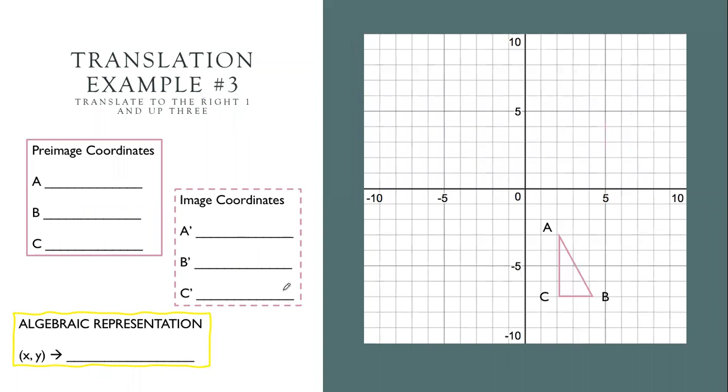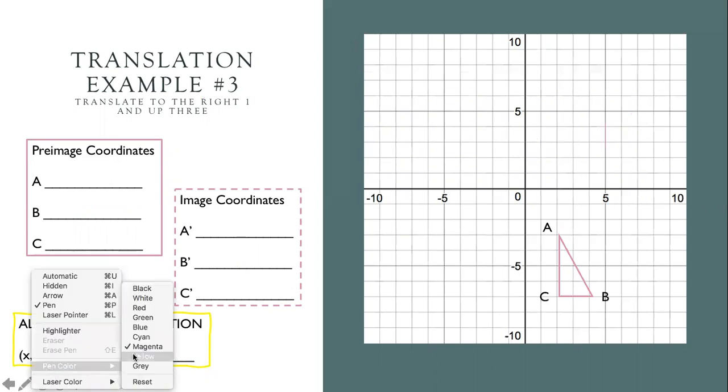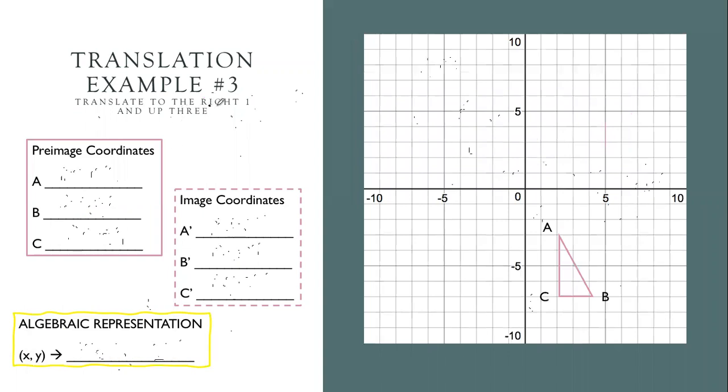Oh, this triangle is not perfectly on the line. Oh well. Okay, before we even make our new triangle, before we even draw it out, if I'm going to the right one, I want you to just think in your head right now, what do you think the algebraic representation would be? Don't say it out loud, just think. If I'm going to the right one. So going to the right is on which axis? X. Do you think I'll be adding or subtracting if I'm going to the right?